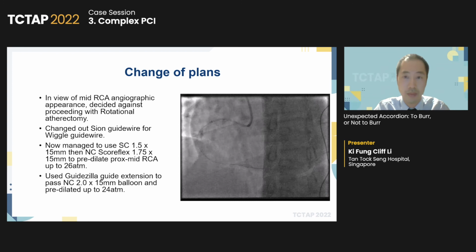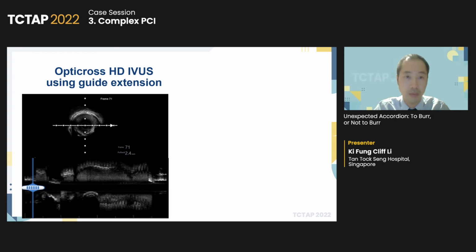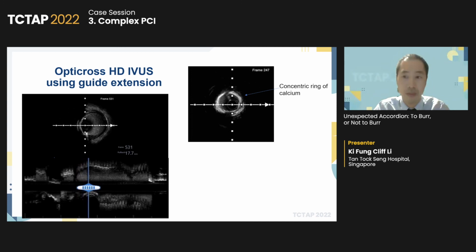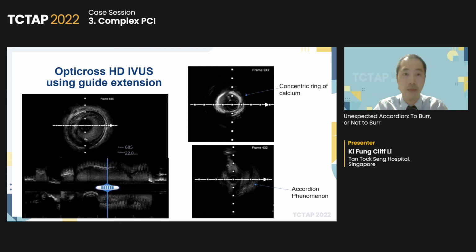Now, we were able to use an IVUS catheter to study the RCA. So over here, you can see a very heavily calcified lesion with 360 degrees of calcium inside the mid-RCA. And just over here, you can see that there is an accordion phenomenon. So there's a concentric ring of calcium and also the accordion phenomenon as observed on the IVUS.